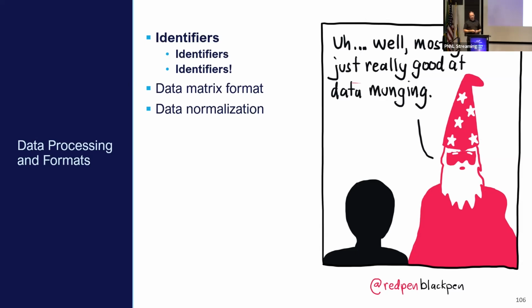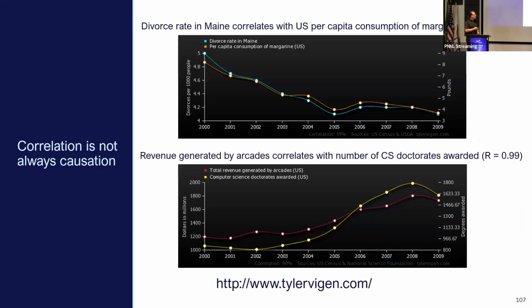Data matrix format, that's rows are genes, columns are conditions, and all of the things that we talked about with data normalization and making sure that your quality is good, also apply.